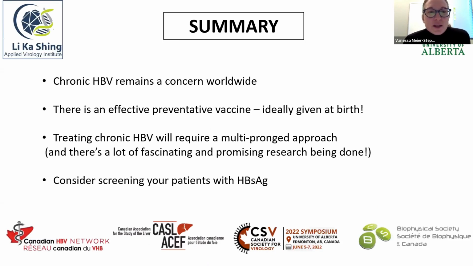And so to summarize, my last slide here, chronic hepatitis B remains a concern worldwide. There is an effective and preventative vaccine, and this is best given at birth, and it is a recommendation of the World Health Organization. We still have a ways to go in Canada. Treating hepatitis B will require a multi-pronged approach, but there are lots of things on the horizon, and there's promising research being done. So there's a lot of positives to be able to give people going forward.